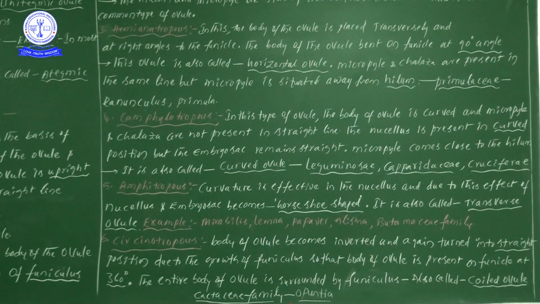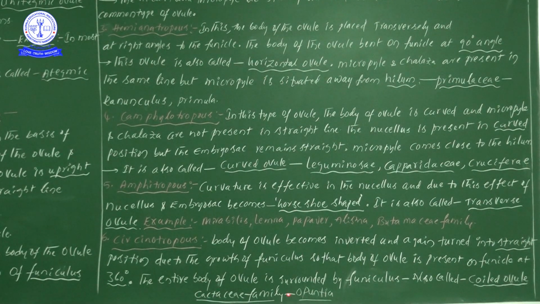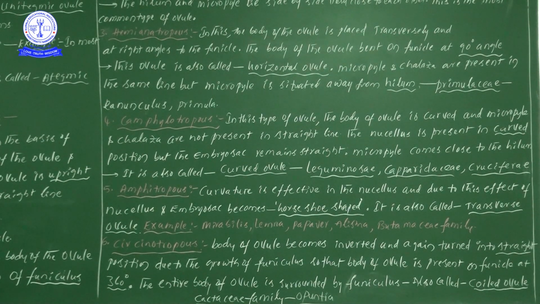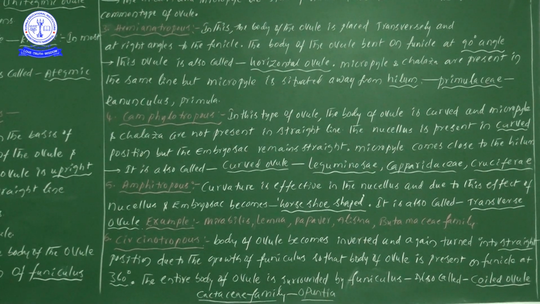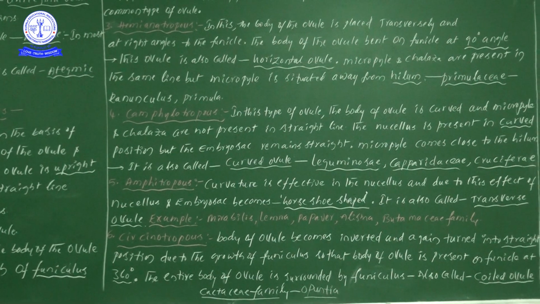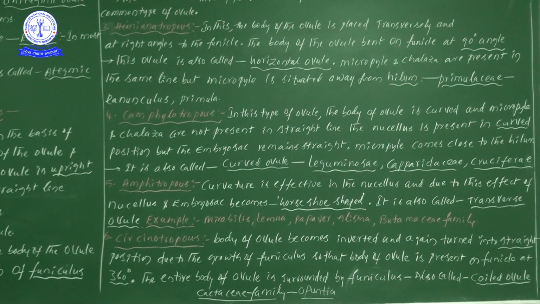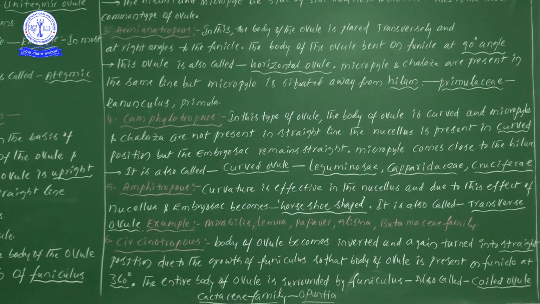Next one, this kind of phenomenon we can mostly observe in Cactaceae family members. Best example is Opuntia. So till now, what are the points and examples we have learned? Let me revise once. So what are the examples?